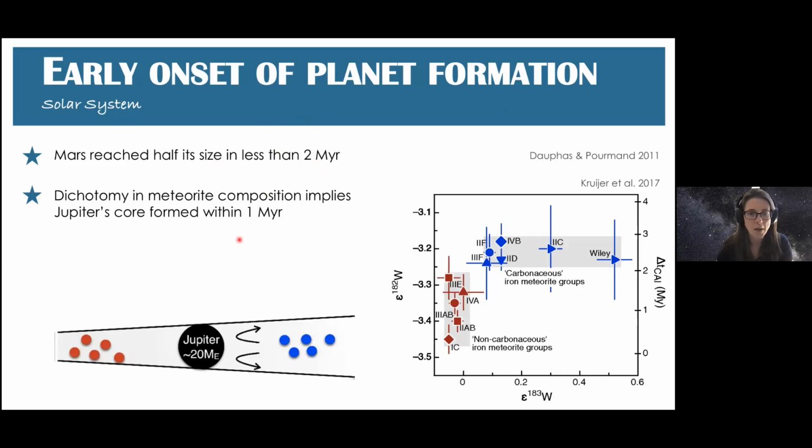Similar for Jupiter, we see a dichotomy in meteorite composition. Details are not very important here, but one of the explanations is that Jupiter's core formed very early, and therefore it prevented material from the outer solar system from mixing with material in the inner solar system. To get the right compositions, it needs to happen within 1 million years. Although there were some very recent studies that could reproduce this meteorite dichotomy without forming Jupiter very early on. So this is still up for debate, I think.